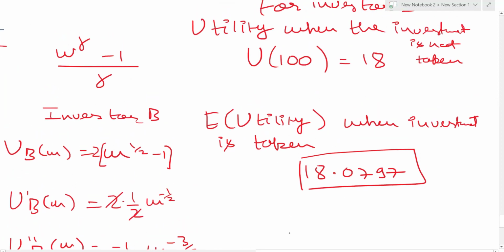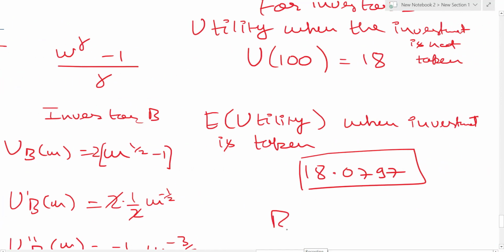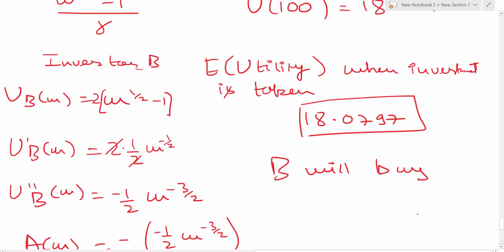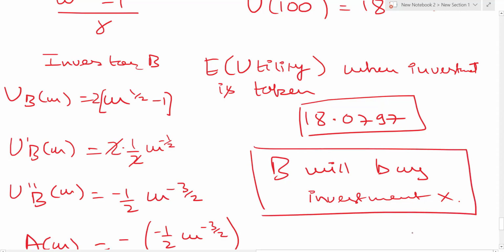Okay. So he will take the investment. He will invest in this asset. Okay. So B will buy investment X. Okay, that is your answer. B will buy investment X. All right, let's move on.